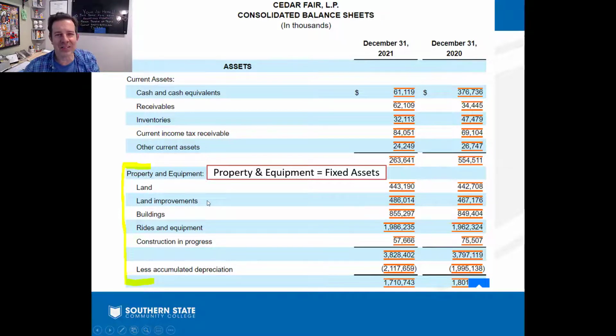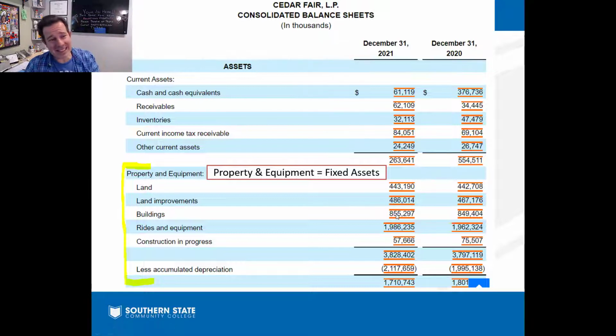Land improvements are things like paving the parking lot, putting up the landscaping in the parking lot, lighting, all that good stuff. Buildings, rides and equipment, and construction in progress. Things that they're building but they haven't completed yet. So that Diamondback roller coaster, what they paid to build that is buried there in that $1.9 billion rides and equipment number. Okay? That little booth where you can go get the good La Rosa's Pizza, and the cost to build that is probably right there in the buildings.